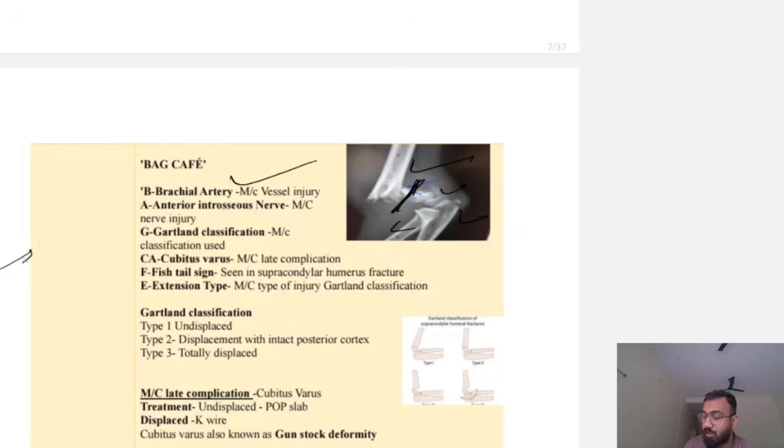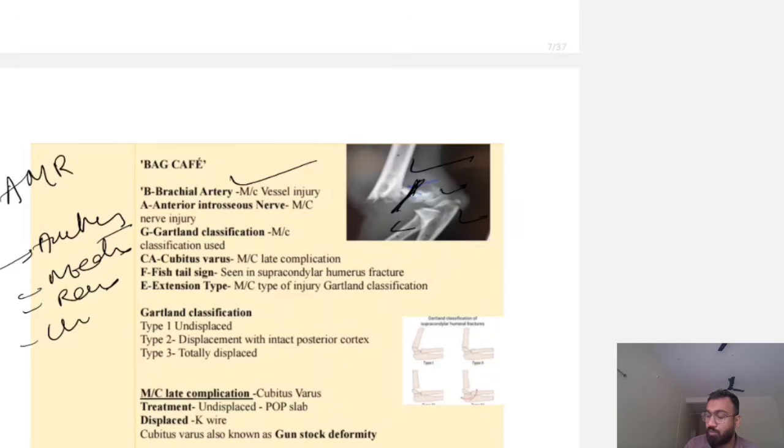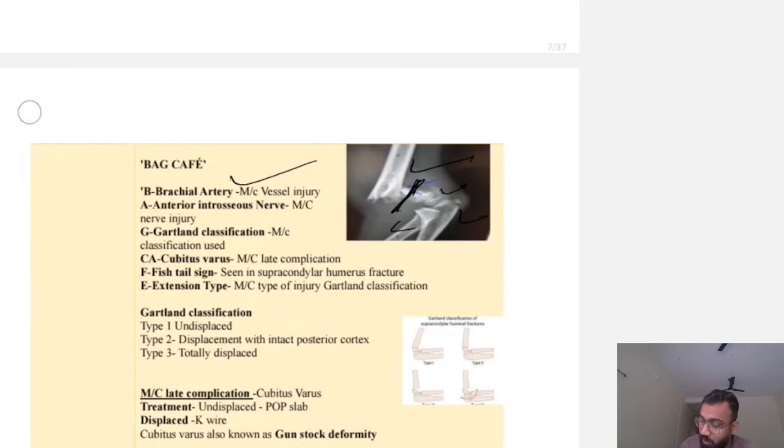Okay. Now next is nerve, anterior interosseous nerve is most commonly injured. Next could be median, then radial, then ulnar. So the mnemonic is AMRU. Anterior interosseous, then median, then radial, then ulnar. Okay. The deformity, most common late complication is cubitus varus. And the Gartland classification is used. So what is Gartland classification?